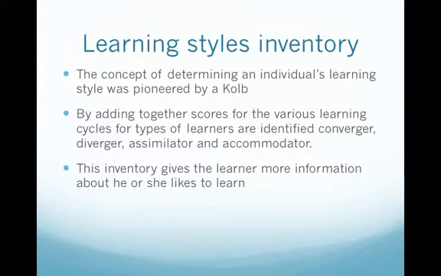The concept of determining an individual's learning style was pioneered by Kolb. By adding together scores from various learning cycles for types of learners, they identify a converger, a diverger, an assimilator, or an accommodator. This inventory gives the learner more information about how you actually like to learn.